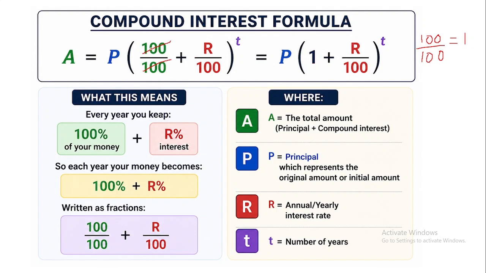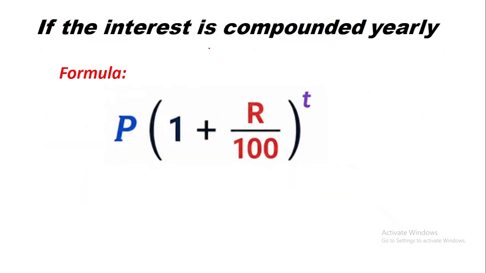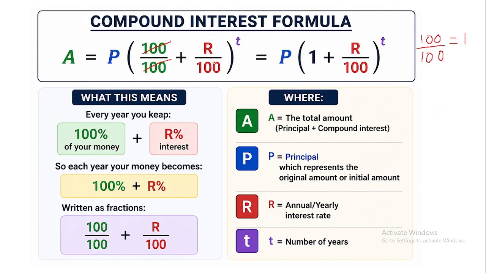The reason we say 100 over 100 is that every year you keep 100% of your money, and that is added to whatever rate is charged, which represents your interest. The rate is normally given as a percentage, and a percentage is over 100, so that's the reason we have R over 100. So in the end, the formula for finding the total amount is P bracket 1 plus R over 100 raised to the power of T.